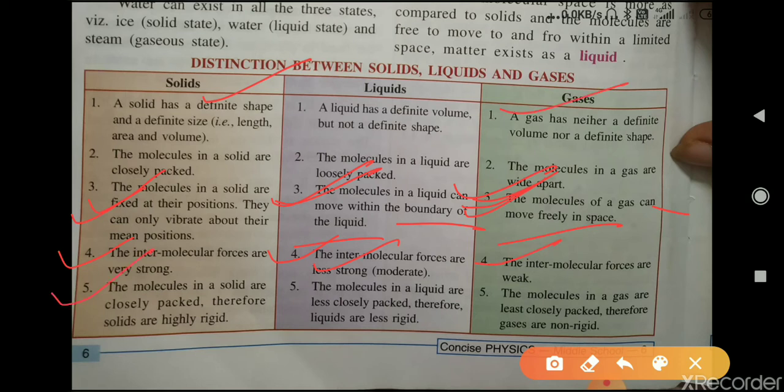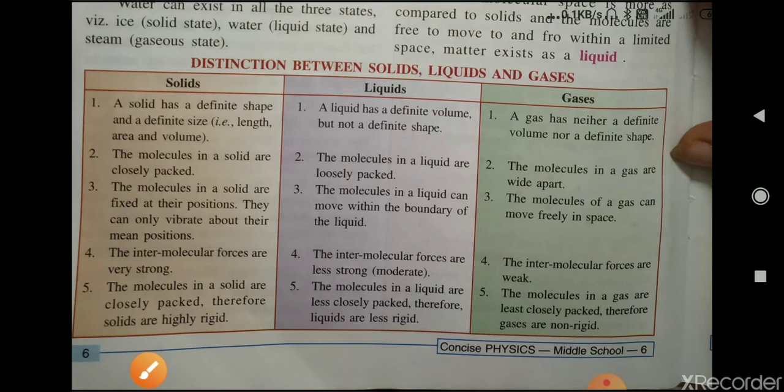Fifth is, the molecules in a solid are closely packed, therefore solids are highly rigid. The molecules in a liquid are less closely packed, therefore liquids are less rigid, and the molecules in a gas are least closely packed, therefore the gases are non-rigid. Okay, these are the different properties of solid, liquid, and gases.